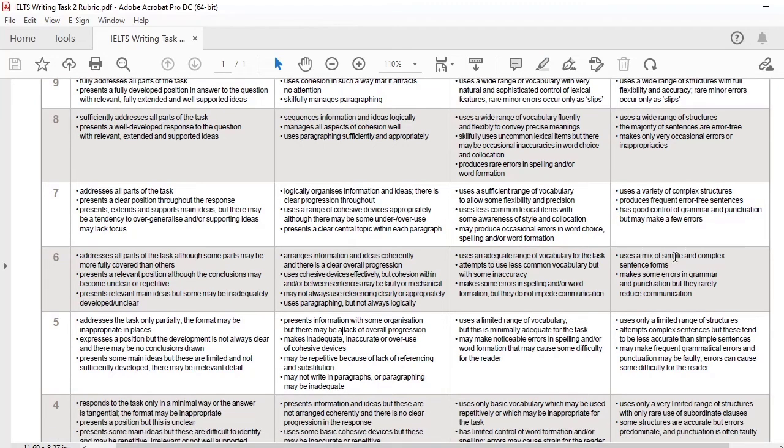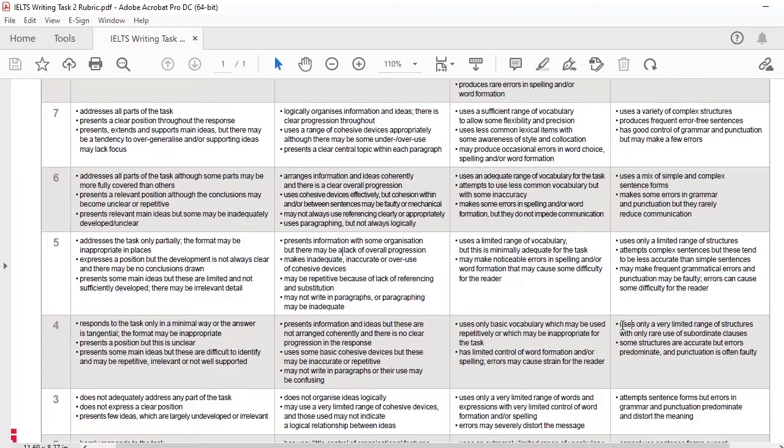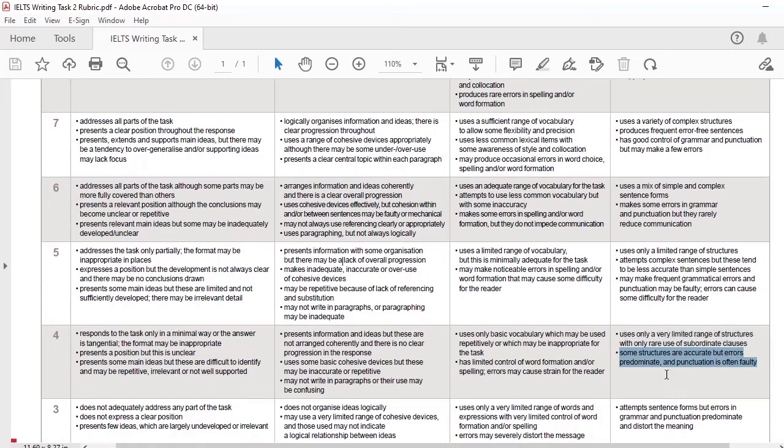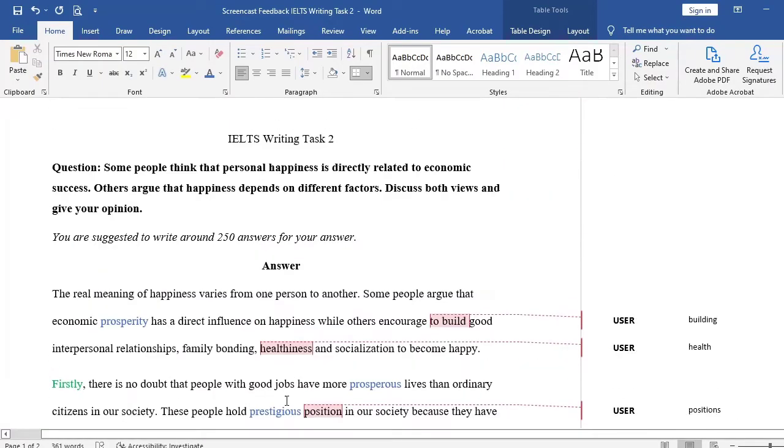Uses a mix of simple and complex sentence forms. Makes some errors in grammar and punctuation, but they rarely reduce communication. Okay, so uses only a limited range of structures, attempts complex sentences, but these tend to be less accurate than simple sentences, may make frequent grammatical errors, and punctuation may be faulty. Errors can cause some difficulty for the reader. Uses only a very limited range of structures with only rare use of subordinate clauses. Some structures are accurate, but errors predominate, and punctuation is often faulty. So I'm afraid I have to give her a 4 here in grammatical range and accuracy, because her range in grammar is not being shown.